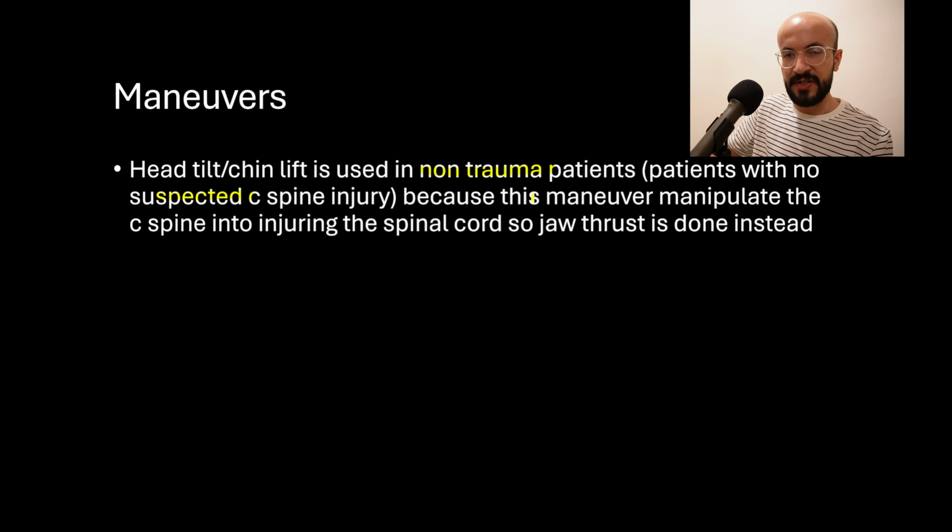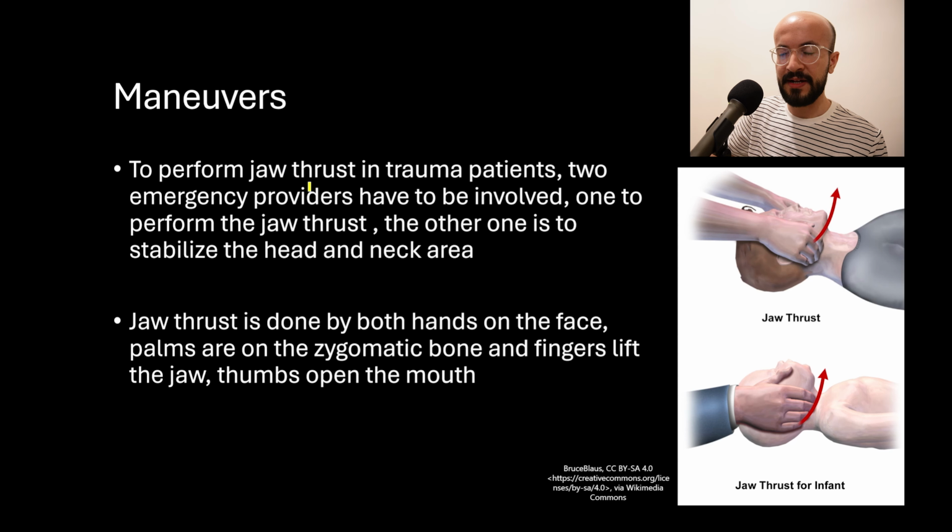C-spine injury, because this maneuver could manipulate the C-spine, injuring the spinal cord. So the jaw thrust, which is another maneuver, is done instead in trauma patients suspected of C-spine injury. Now to perform the jaw thrust in trauma patients, two emergency providers have to be involved. One to perform the jaw thrust, and the other to stabilize the head and neck area to prevent manipulation and injury to the spinal cord.